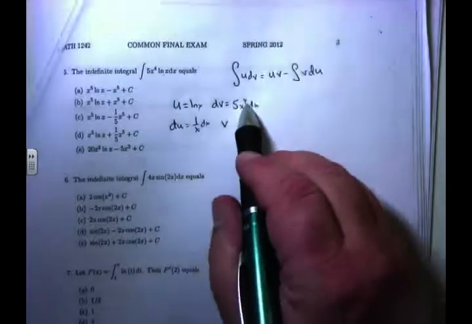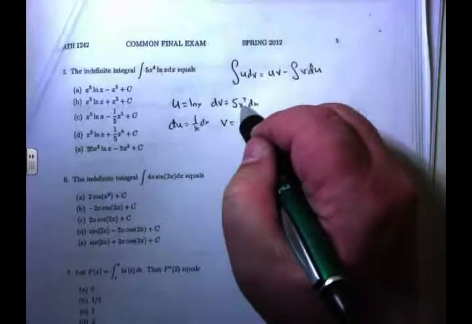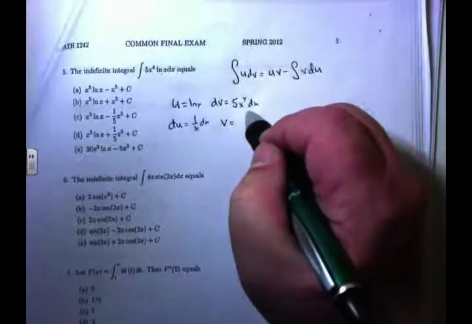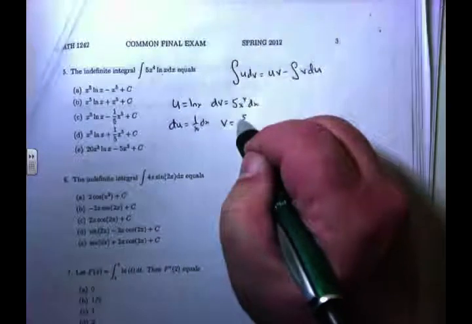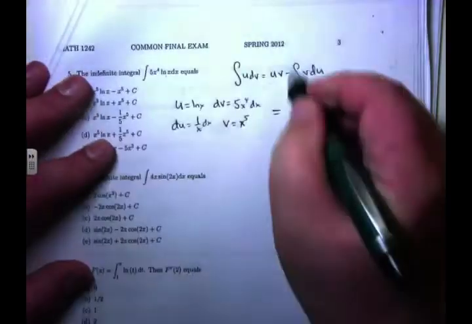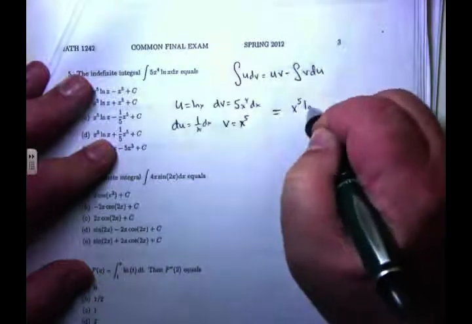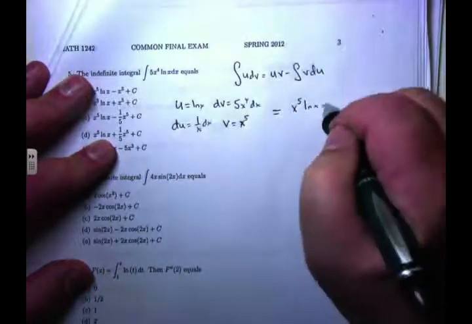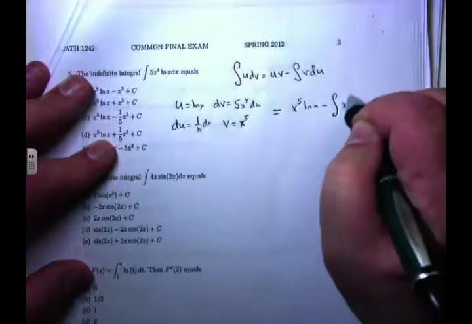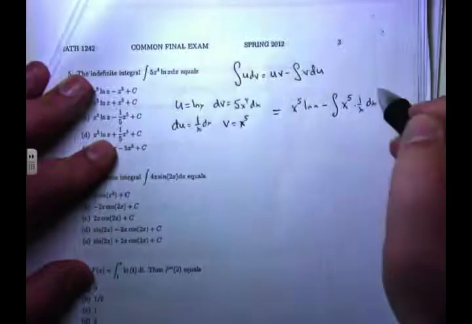The integral of 5x to the fourth is, well, 5 is a constant, leave it alone. The integral of x to the fourth is x to the fifth over 5, but the 5's cancel, giving you just x to the fifth. U, dv, get du, then you get v. Then you plug it into this formula here: u times v, which is x to the fifth natural log of x, minus the integral of v, x to the fifth, times du, which is 1 over x dx.